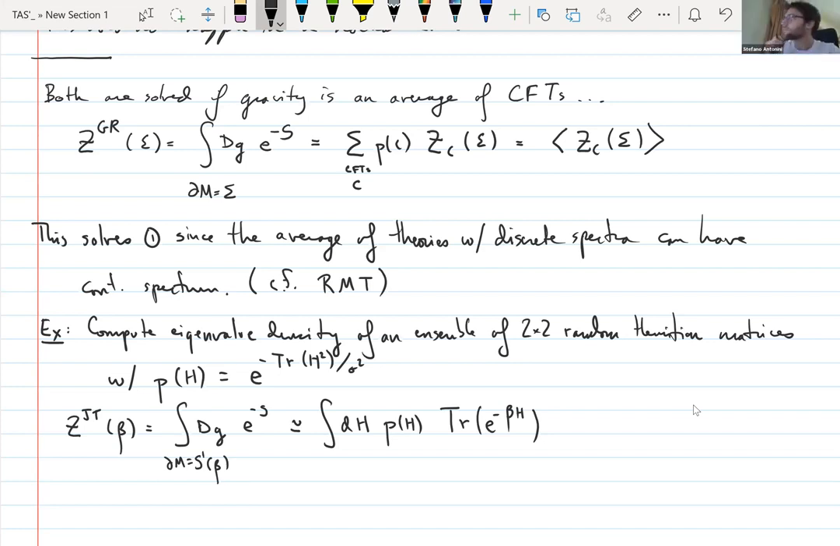May I ask a question? Yes, please. Is there a necessary and or sufficient condition that the spectra have to have in order to obtain a continuous spectrum out of the discrete spectrum?